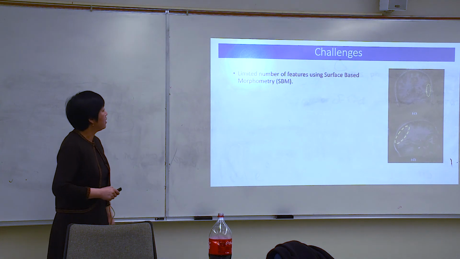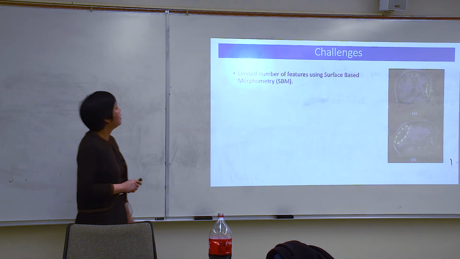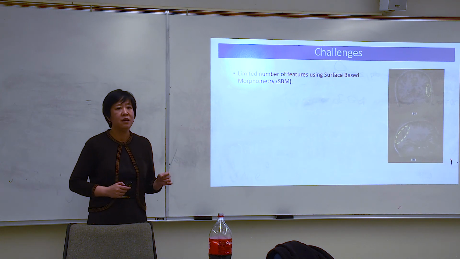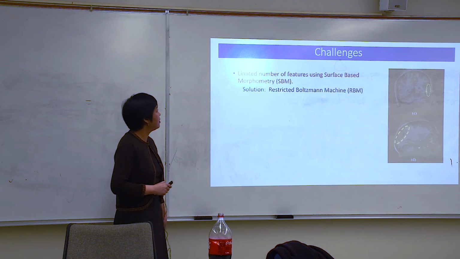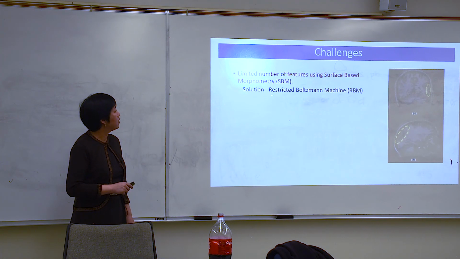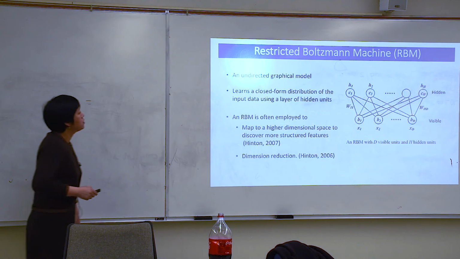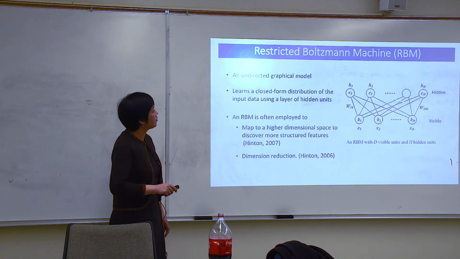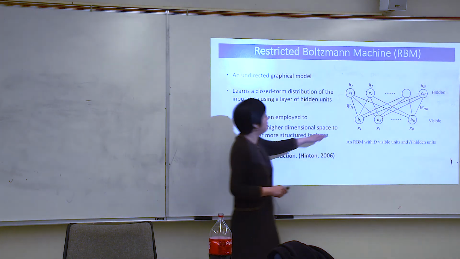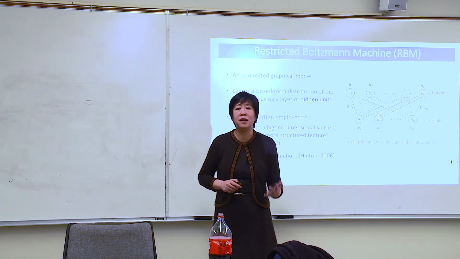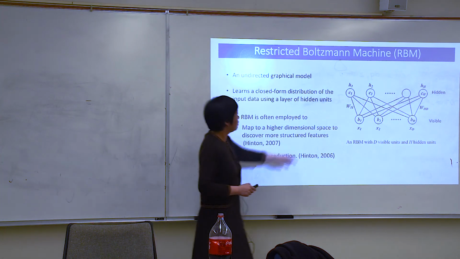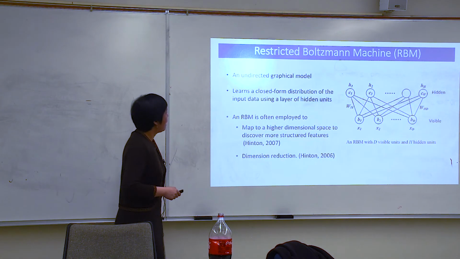So the challenges here are, first of all, a limited number of features. We only collected 5 features for every data point. To solve this, we map this to a higher dimensional space using a technique called restricted Boltzmann machines. What the restricted Boltzmann machine is, is actually kind of like a neural network. This is your input, our five inputs that we collected from an MRI image. And we use a layer of hidden nodes to learn a distribution of our input data. So why do we do this?